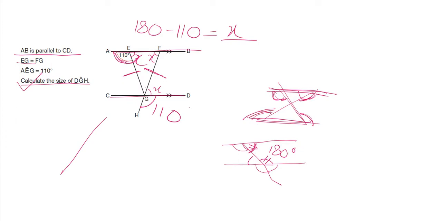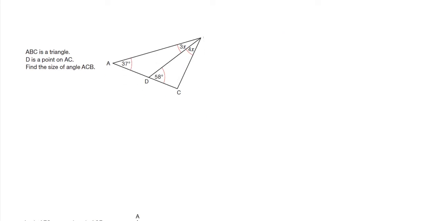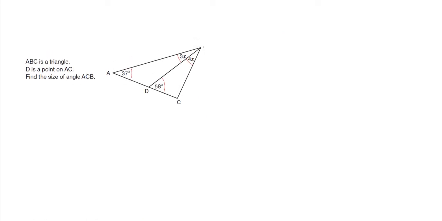Okay, let's check out another example. ABC is a triangle. There is a point D on AC. Find the size of angle ACB. You have to work out on this. So you have 37 degrees, 3x, 4x. And this all will be equal to 180 degrees. So 180.